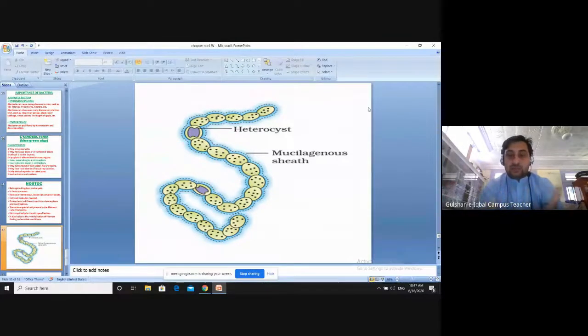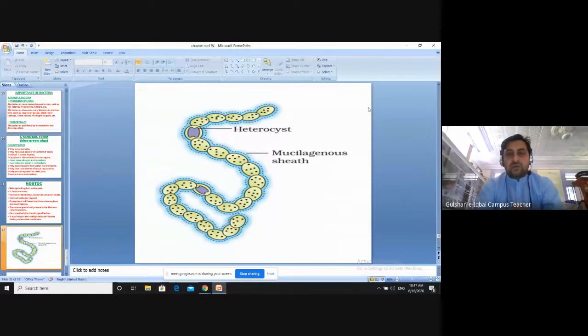Otherwise, if the condition is normal, you can see the different cells present in them. These cells are separated from the filament and are converted into new nostoc. The mucilaginous sheath is present. You see the outer cell wall, then the inner cell wall. Inside the outer cell wall there is a colored region, the blue colored region.